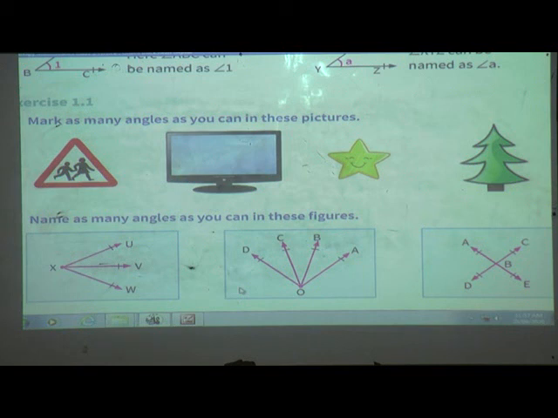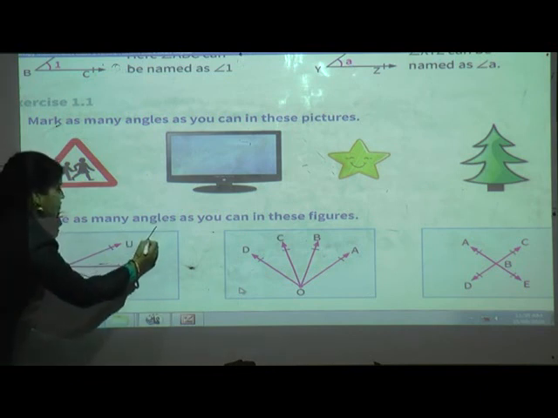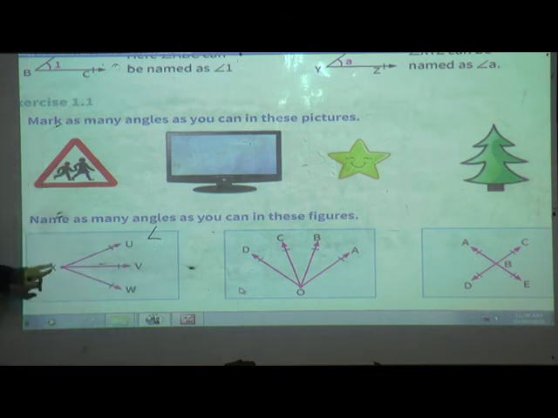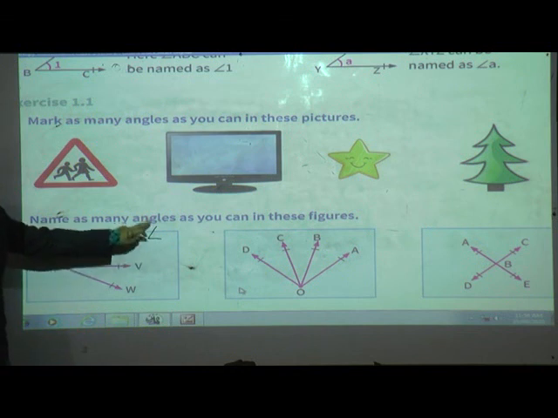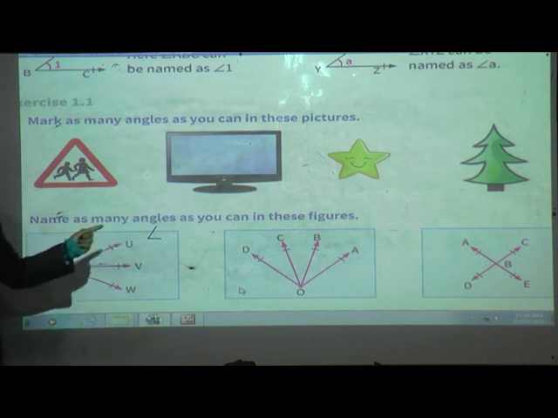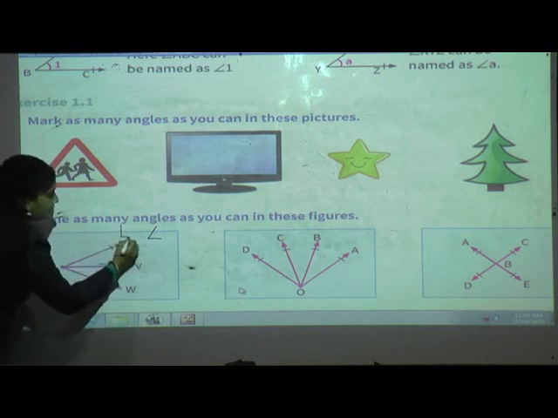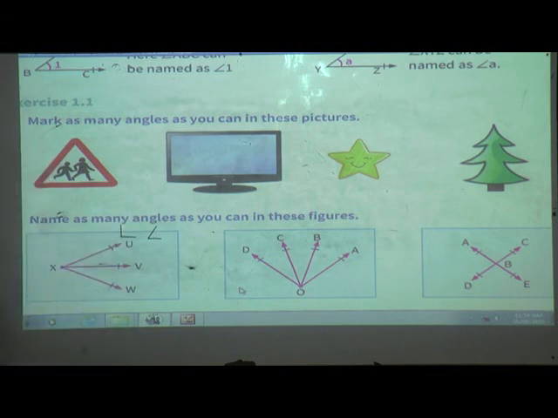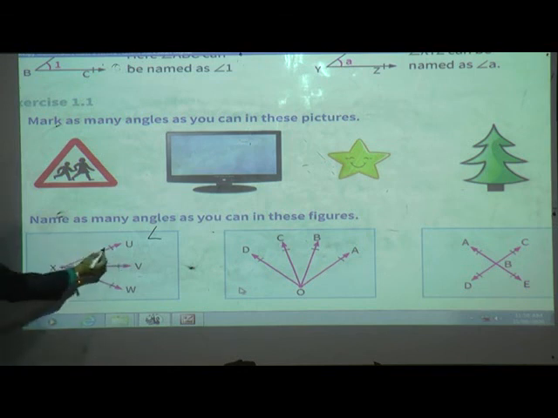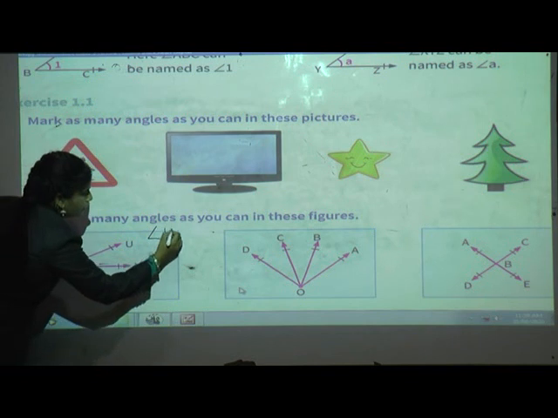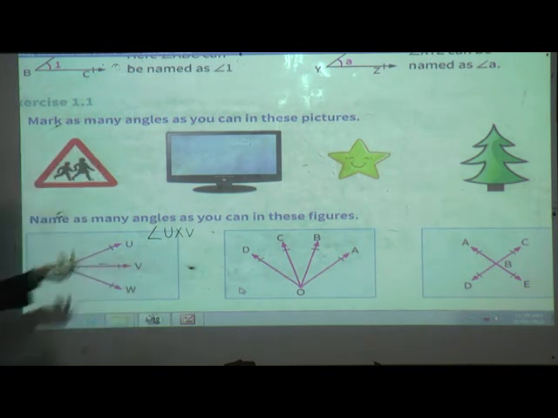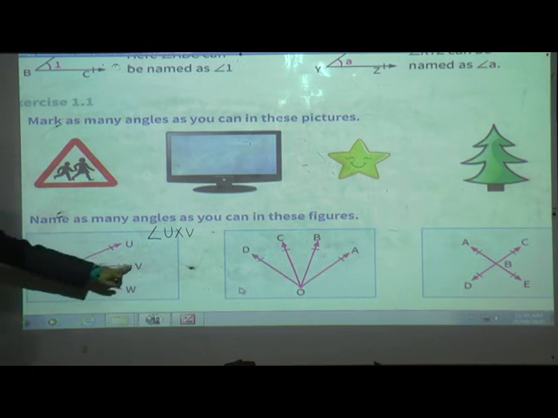See, here the vertex should always be in the middle. So we have to write in our textbook. This is your angle sign. The angle sign should always be one slanting line and one sleeping line, not as it. We have to write this symbol. Angle UXV. Then the next angle, yes, angle VXW.